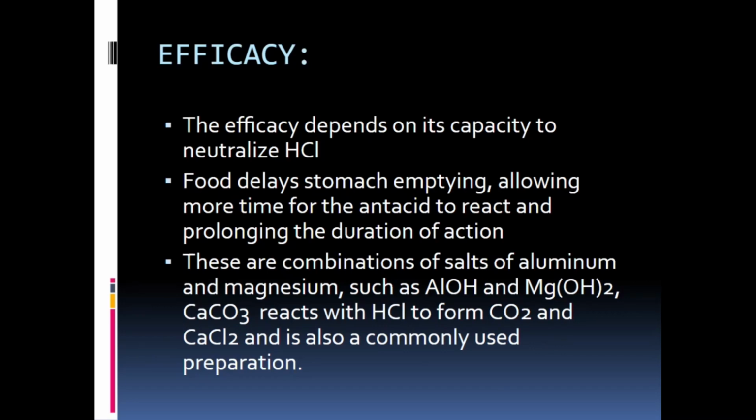Calcium carbonate, when it reacts with HCl, synthesizes carbon dioxide and calcium chloride. It is also a commonly used preparation, not only for the treatment of acid disease, but it can also be used in osteoporosis to minimize the risk of fractures and bone degradation.